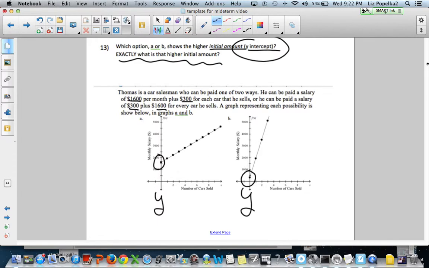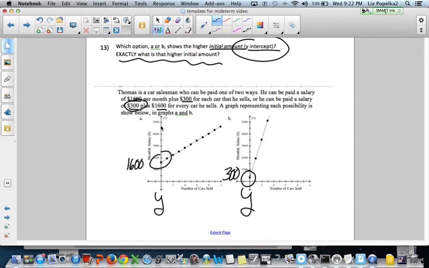So you can tell from the graph that the first situation, where you can be paid a salary of $1,600 per month plus $300 for each car, is this one right here, because the dot hits right there at the $1,600 mark, and it goes up by $300 each time. You can tell that graph B represents the second situation, where he gets paid $300 to start, then $1,600 for every car, because this one goes up by $1,600.